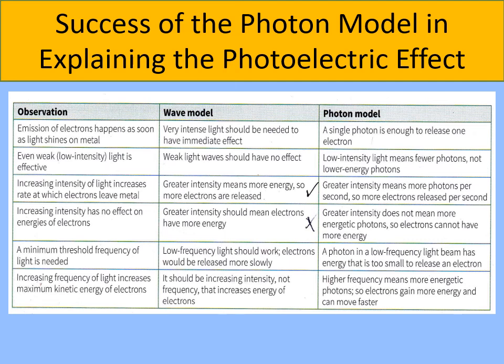The emission of electrons happens as soon as light shines on the metal. Now, the wave model said that very intense light should be needed to have immediate effect, but that wasn't always the case, because if you had weak low intensity light, that was also effective as well to release photoelectrons. Now, the photon model for the emission of electrons happening as soon as light shines on the metal said that a single photon is enough to release one electron. So that's this one-to-one interaction.